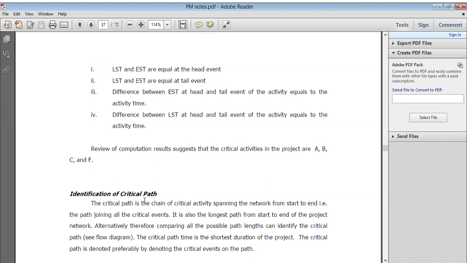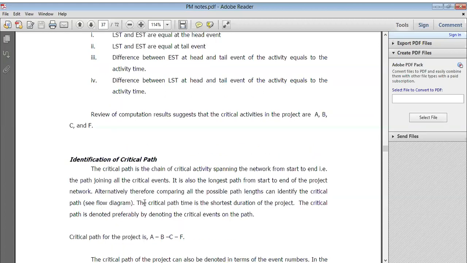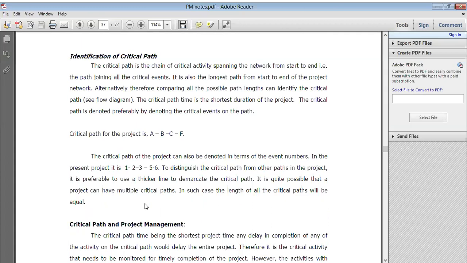So, identification of the critical path: the critical path is the chain of critical activities spanning the network from start to end, and the path joining all the critical events. It is also the longest path from start to end of the project network. Alternatively, comparing all the possible path lengths can identify the critical path. The critical path time is the shortest project duration, and the critical path is preferably denoted by the critical events. So you have calculated on that basis.